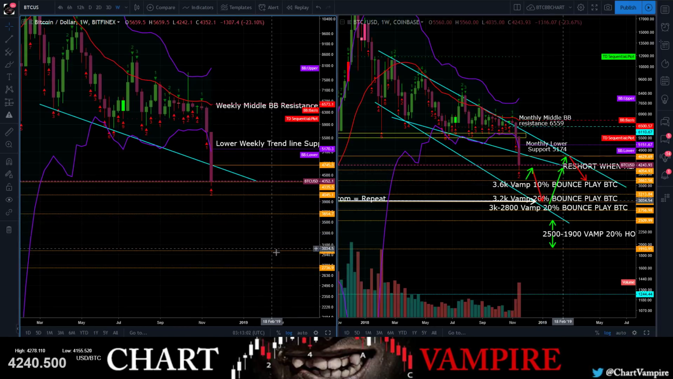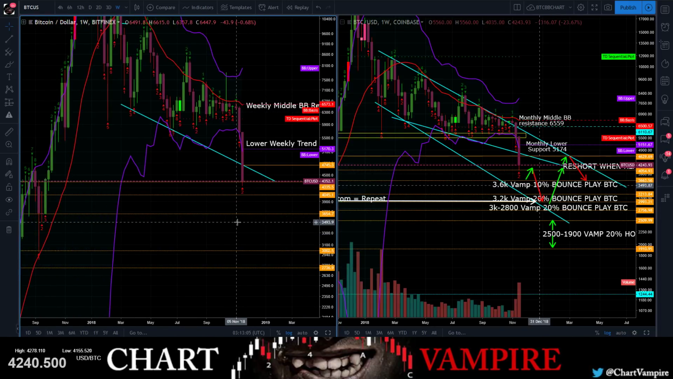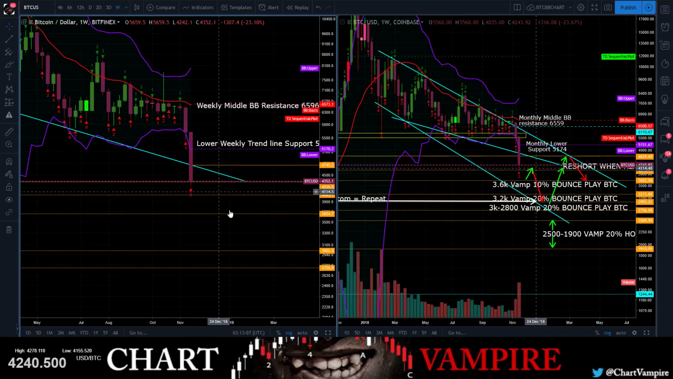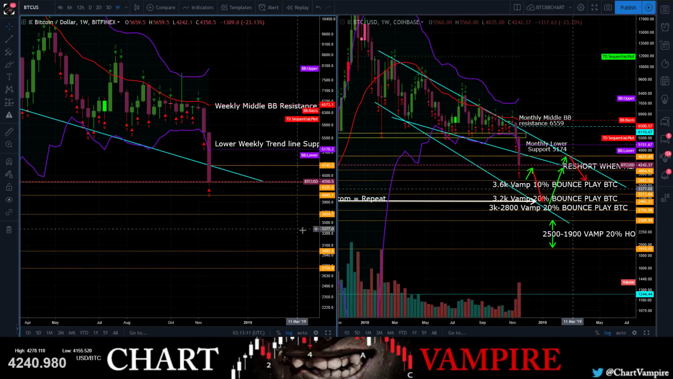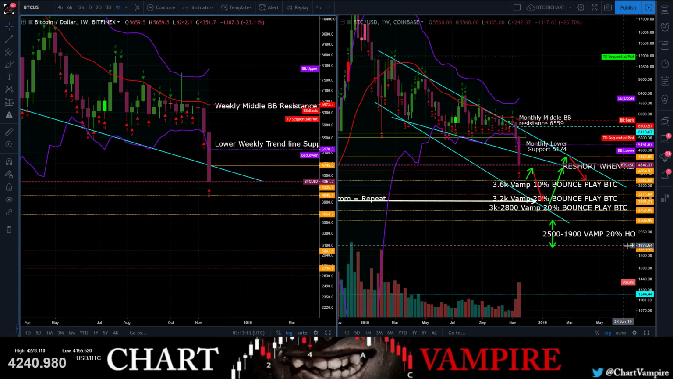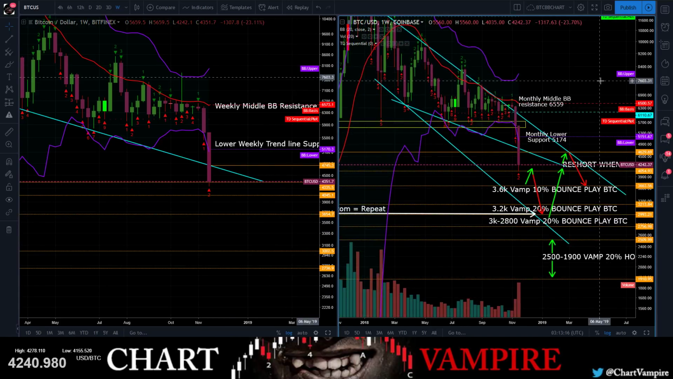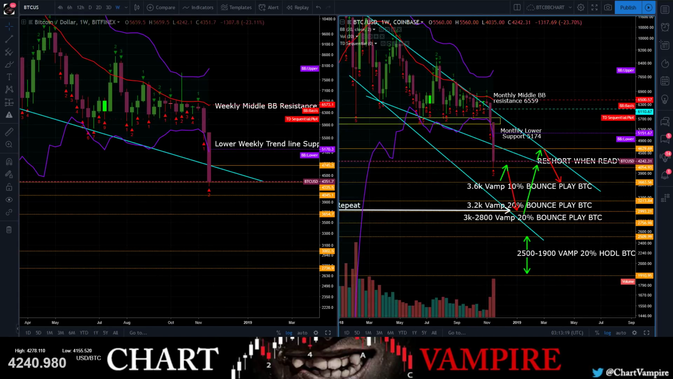Same thing, got our supports all over here. We got them all lined out. There's weekly, so we got a bunch of weekly supports. Same thing, and you see the bunch of support in here. And that's it. Nothing has changed. I don't see anything changed here. And last chart.